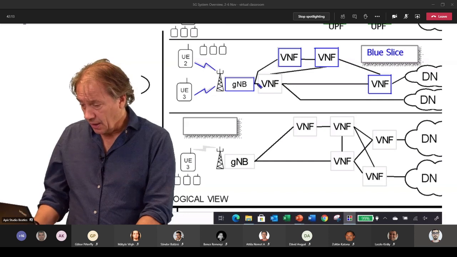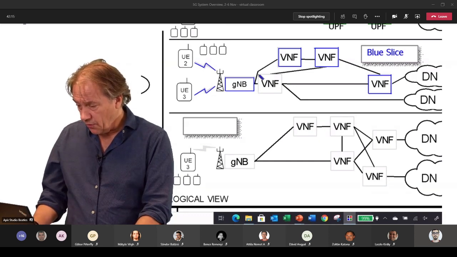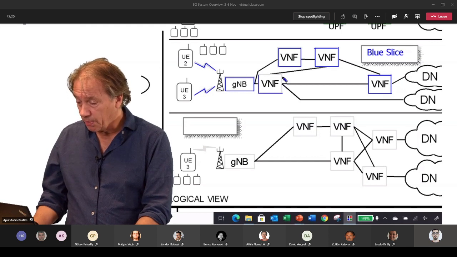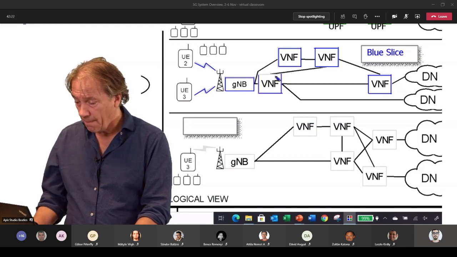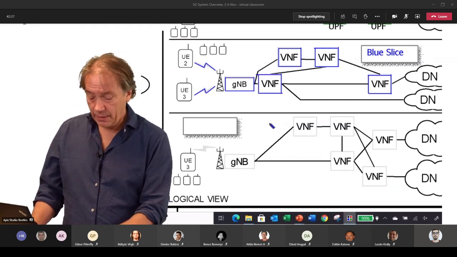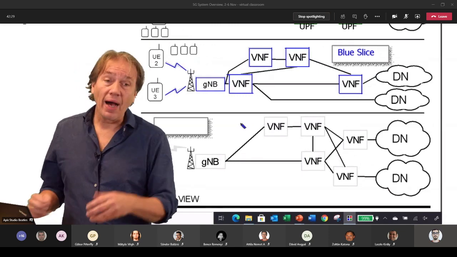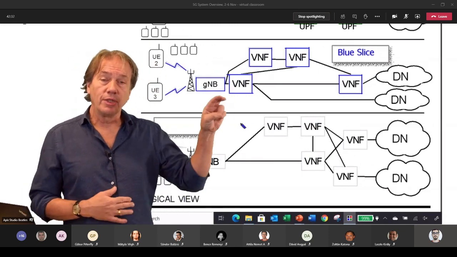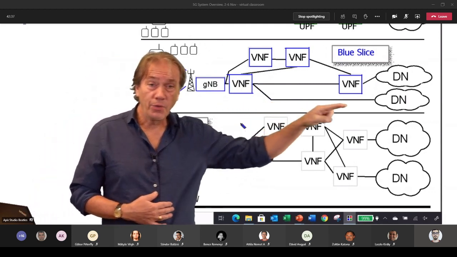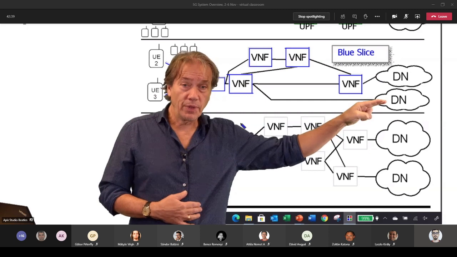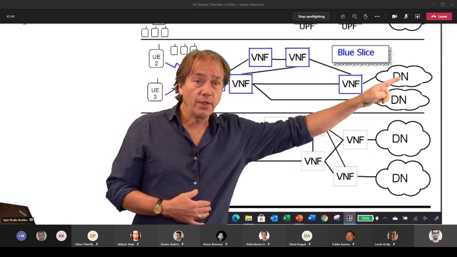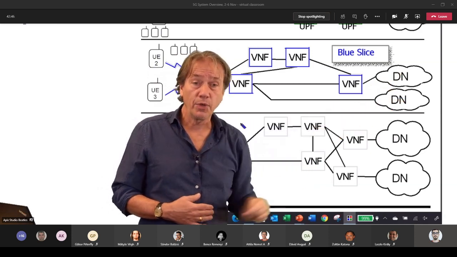So this is a blue VNF. It's the user plane function I just talked about. And the idea is that this provides a kind of shorter or faster access out to this data network. This is data network 2, and this is data network 3.